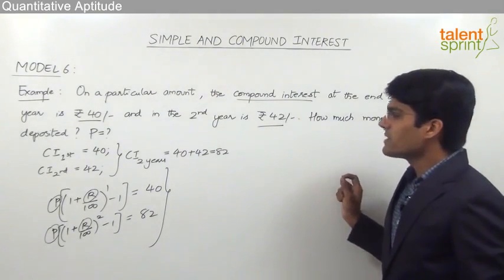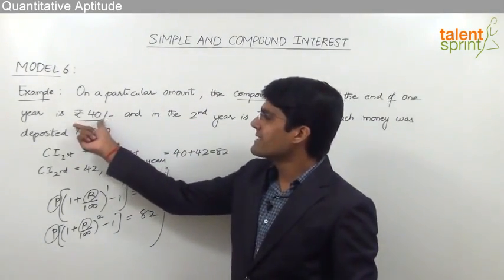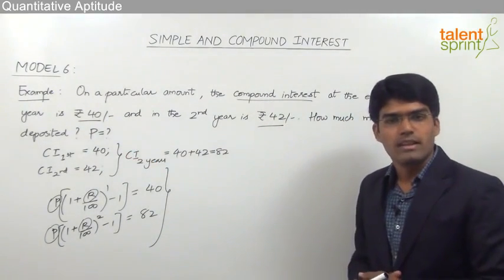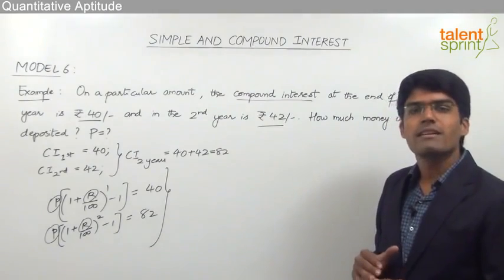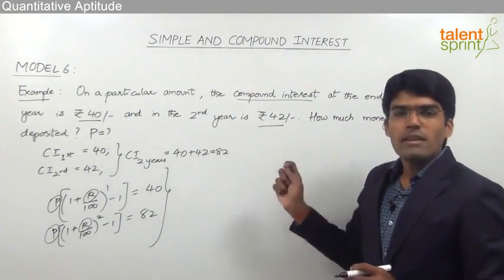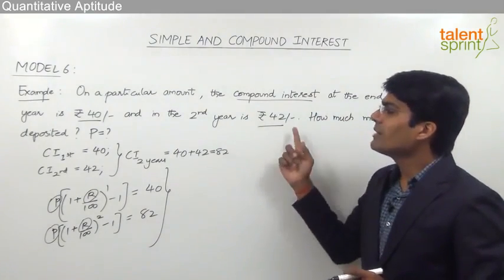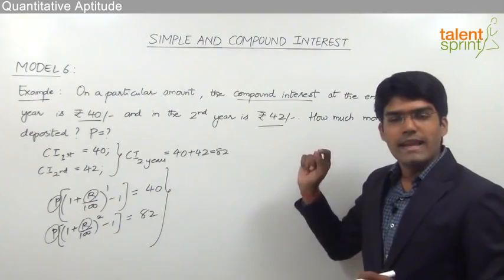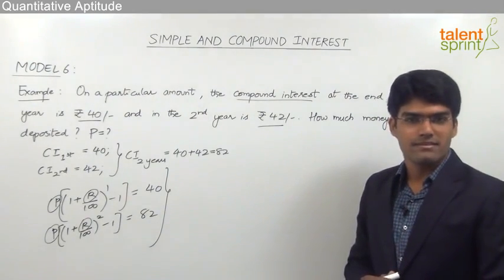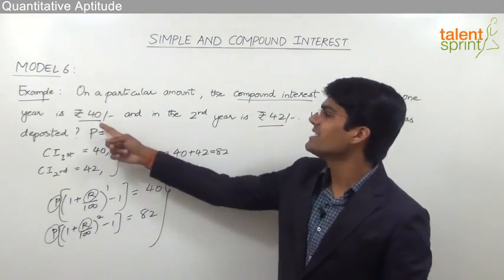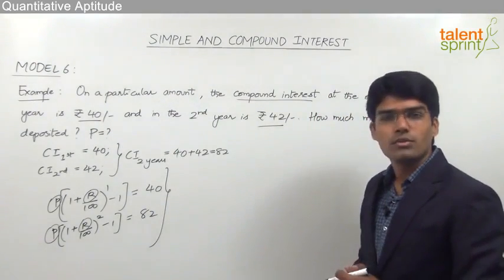Now the point here is, we know that for the first year the CI was 40 and for the second year it is 42. Let us understand what will be the rate of interest from these two values. What we need to do here is find out the percentage change between 40 and 42. And that will be equal to the rate of interest. So simply remember that rate of interest is nothing but the percentage change between 40 and 42.